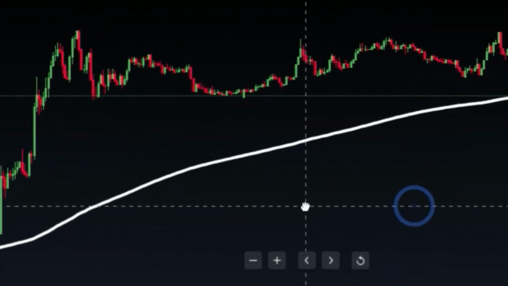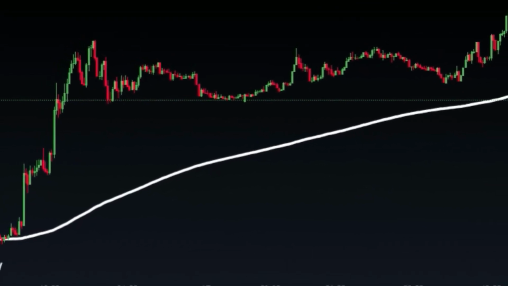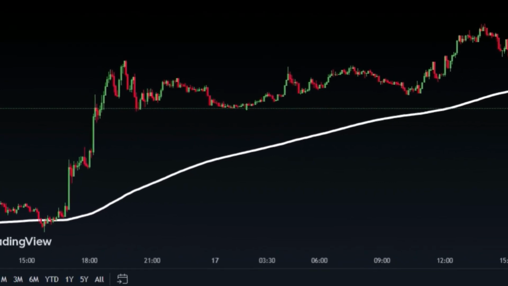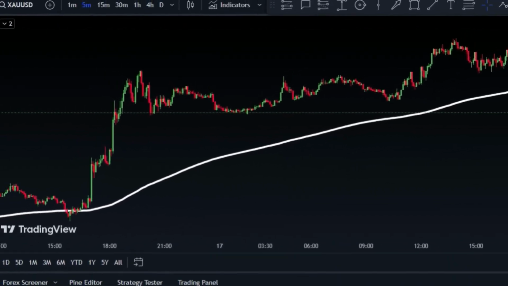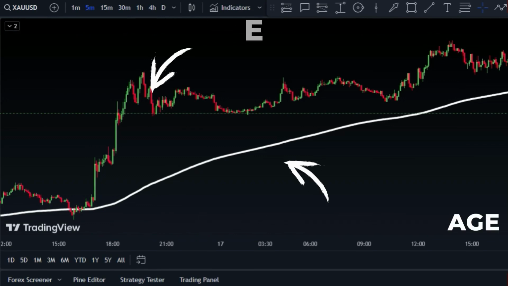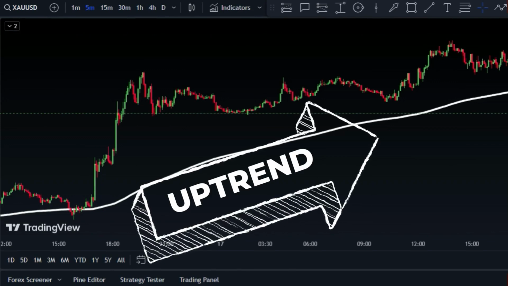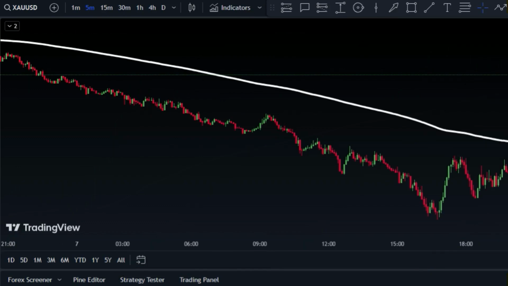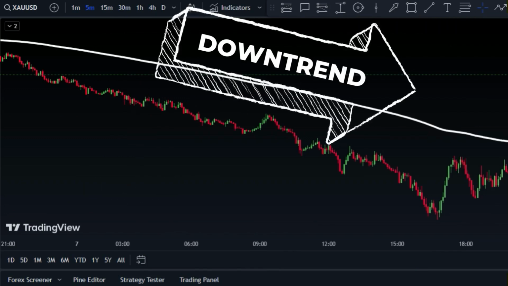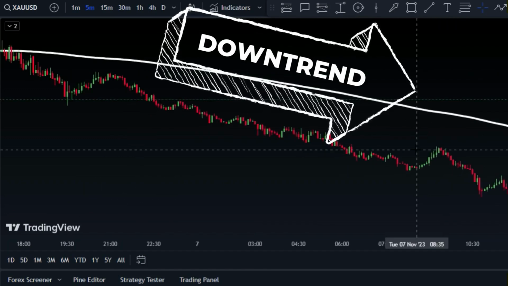The McGinley indicator essentially serves as a confirmation for trades in line with the market trend. It operates on the principle that the formation of price candles above the McGinley line signifies stronger buying power, while the formation of candles below the McGinley line indicates stronger selling power. Therefore, the trading rules will be based on this principle.